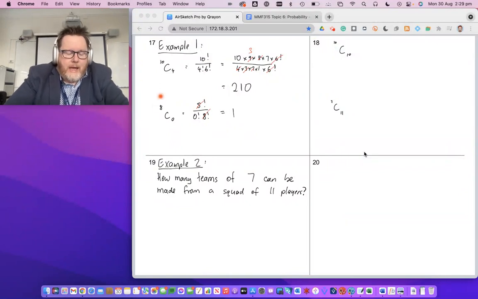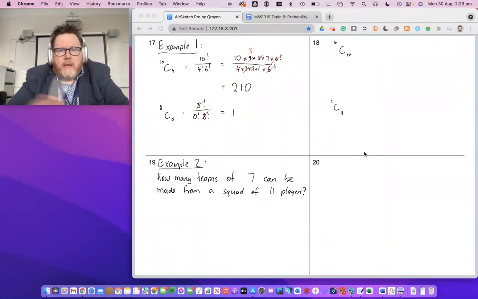Because we're saying I had 8 objects. I'm choosing none of them. How many ways can I choose none from 8? And there's only one way of doing that, and that is to choose nothing. It's still an event, it's still an outcome. I'm choosing nothing from the 8 in front of me, but there's only one way I can do that, and that's say nothing, thanks.